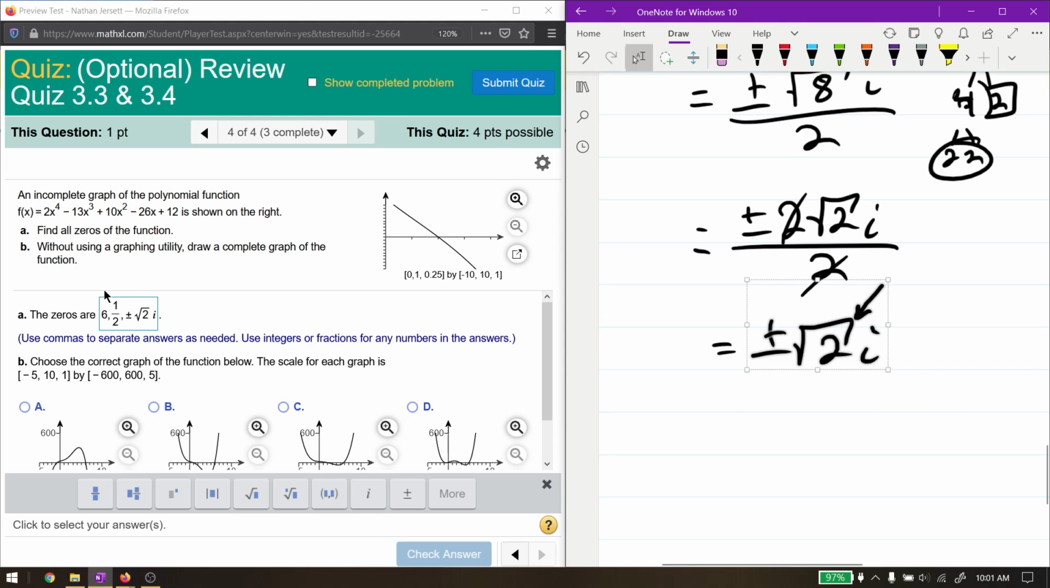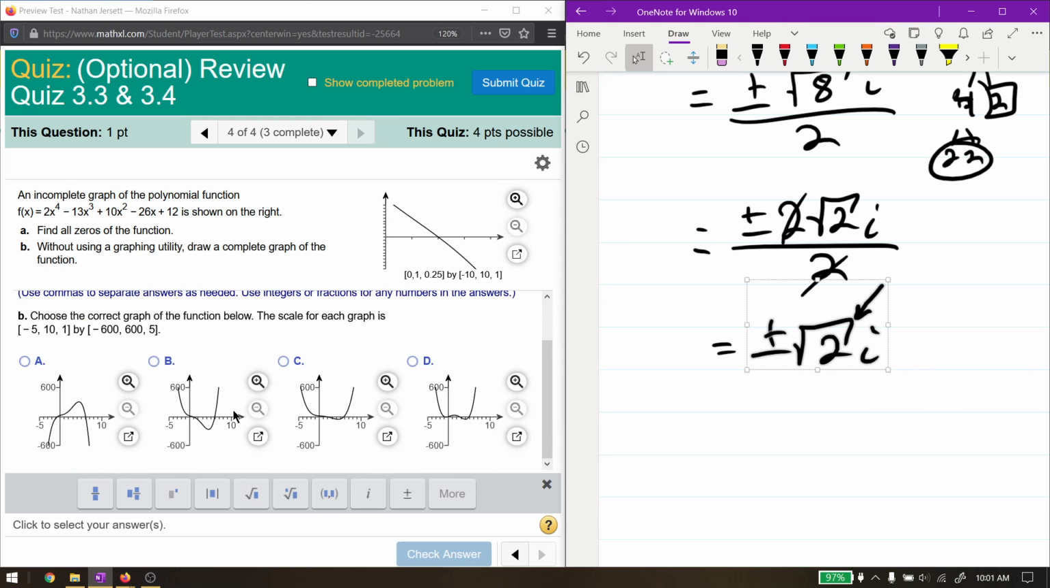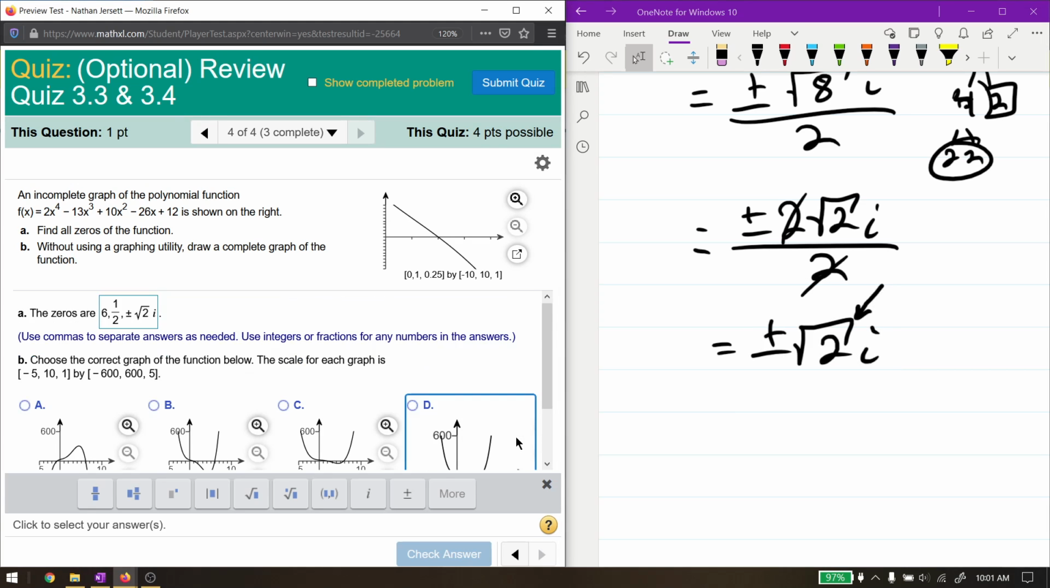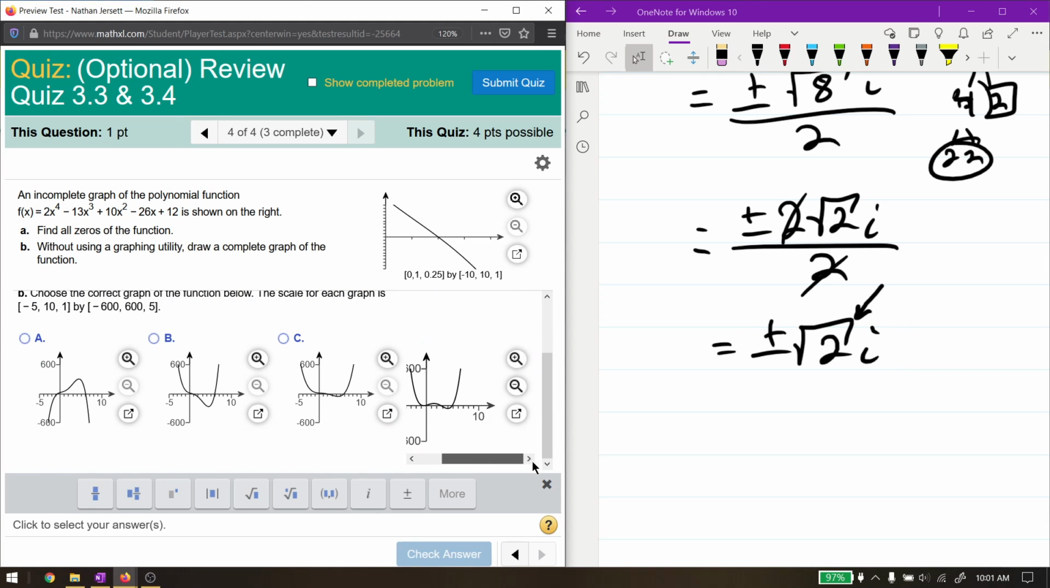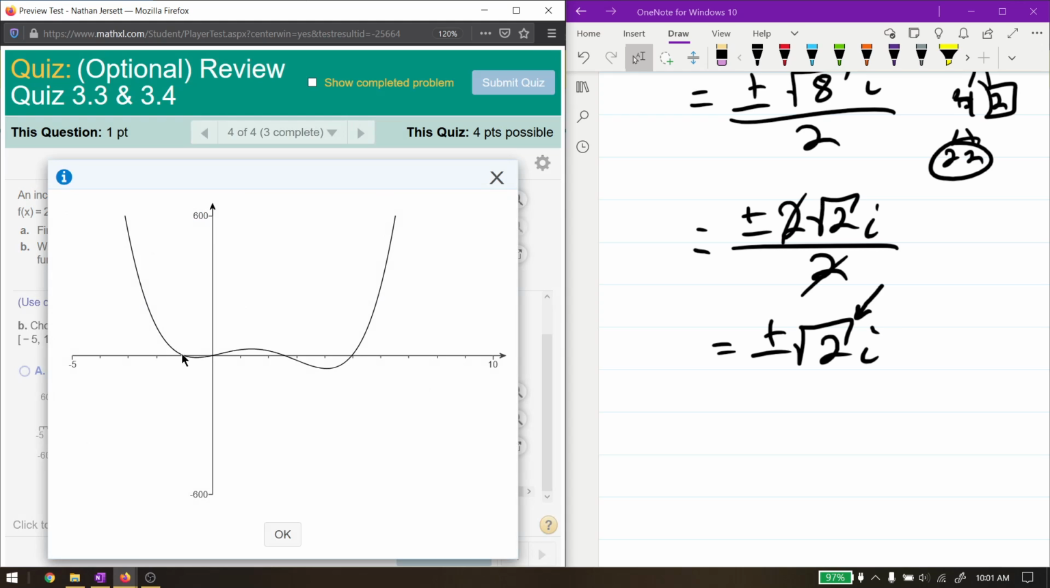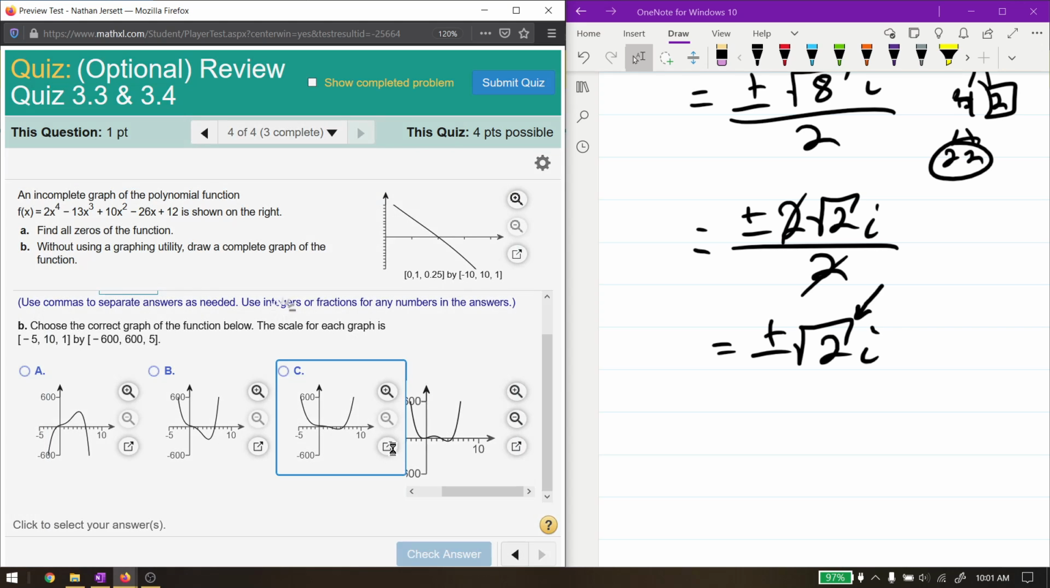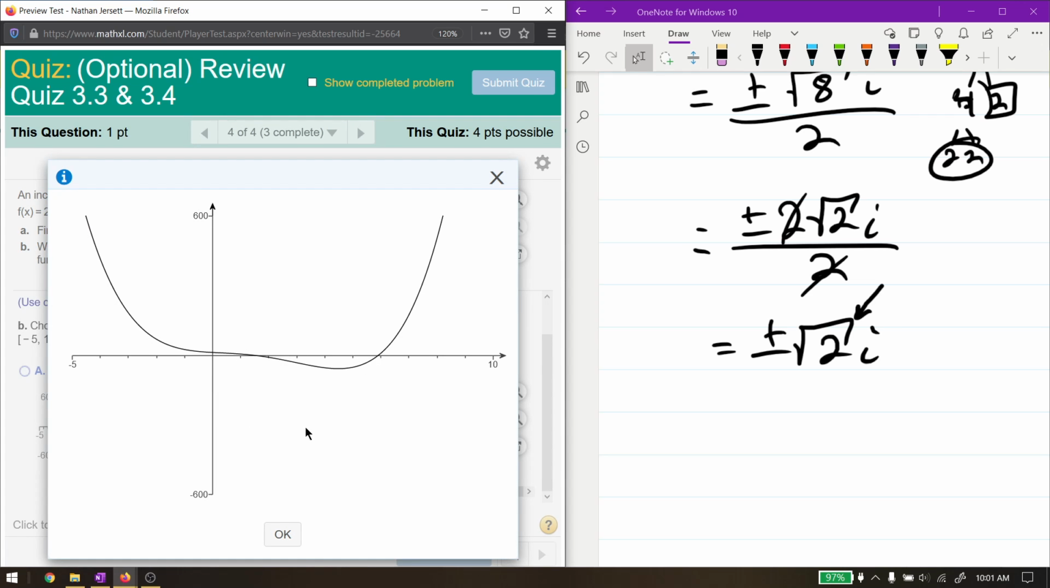We do, however, have 2 real zeros, 6 and 1/2. So it should cross the x-axis twice, but not more than twice. This one crosses twice, this one crosses twice, this one crosses twice. This one looks like it crosses 4 times. Let me see if I can zoom in on it. 1, 2, 3, 4. Yeah, it's not this one. That one crosses 4 times. Let's see about C. Yep, that's twice.